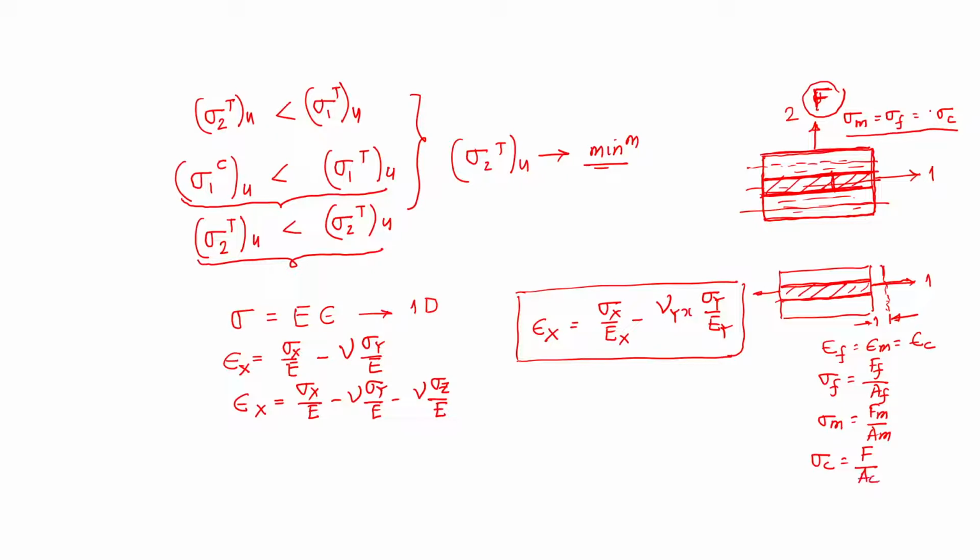F is nothing but FF plus FM. So that is why the strain here is the same. Strain in the fiber and the matrix is the same. Is that clear? Can you just tell me in the chat box if that is clear?